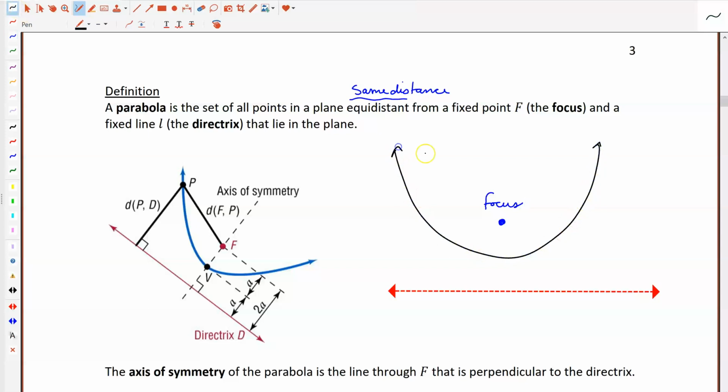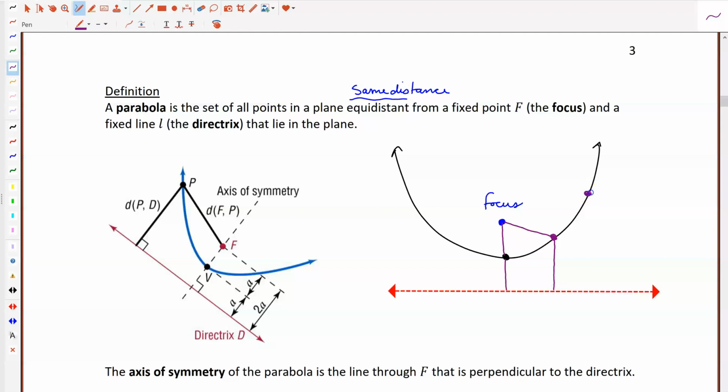Here's just a rough sketch of a parabola, and right here would be the vertex of that parabola, right? So what's going on with this distance idea is that the distance from the parabola to the focus is the same distance from the parabola to the directrix. And that relationship holds true for any point on this parabola. So for instance, at this point right here, the distance from this point to the focus is the same as the distance from this point to the directrix.